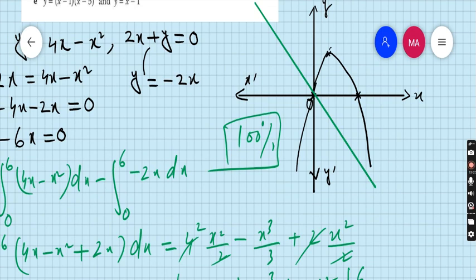So this is part D. Hope you enjoy this part. Our answer is 36. Now move to part E.